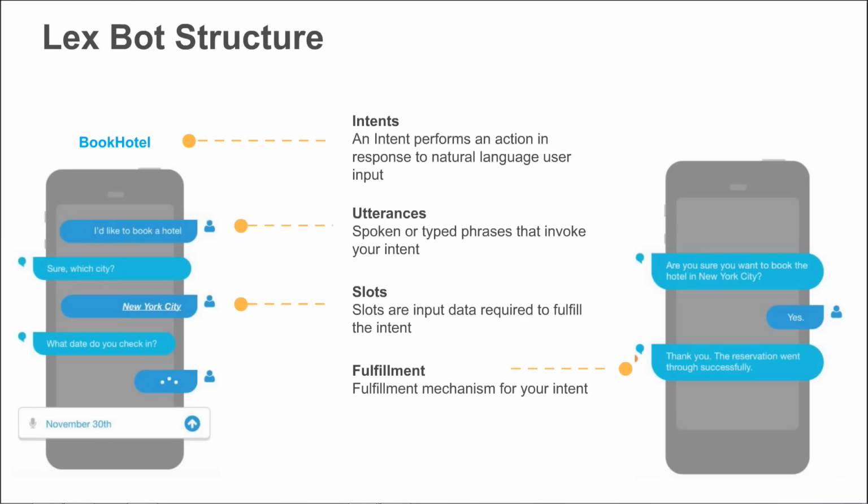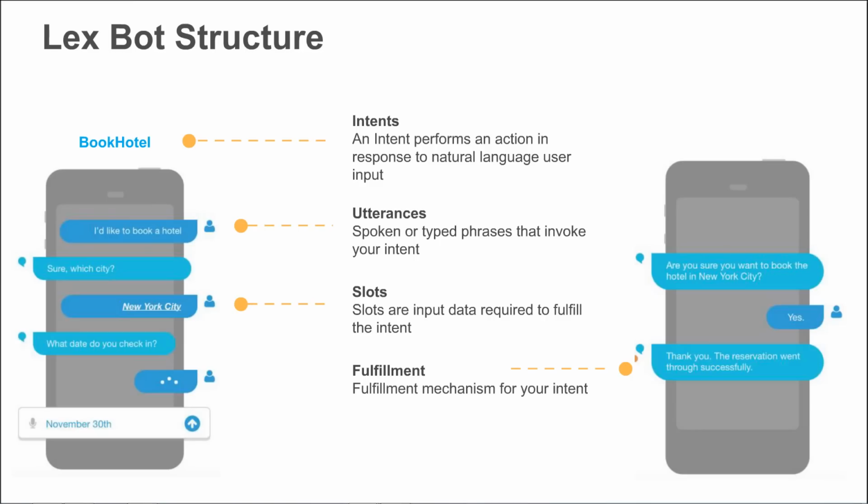This is the structure of a bot. Like we briefly spoke about earlier, a bot is a collection of intents, and an intent performs an action in response to a natural language user input. An example of an intent would be to book a ticket, check your status, and so on. Utterances are what your users speak. Things like, I'd like to book a hotel, or I would like to book some tickets, please, would be your utterances. Slots are the data that you need. So the name of the city of travel, and so on, would be the different slots.